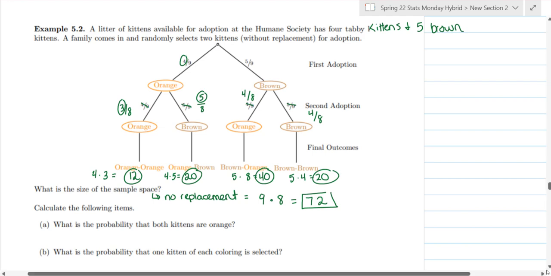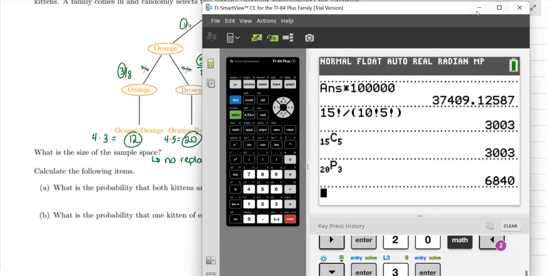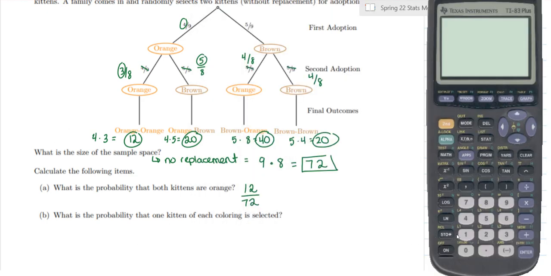All right, let's do some probabilities. So what is the probability that both kittens are orange? Okay, well, that would be orange, orange. So orange, orange would be 12 out of 72. Let's see what that gives us. 12 divided by 72, 0.167.